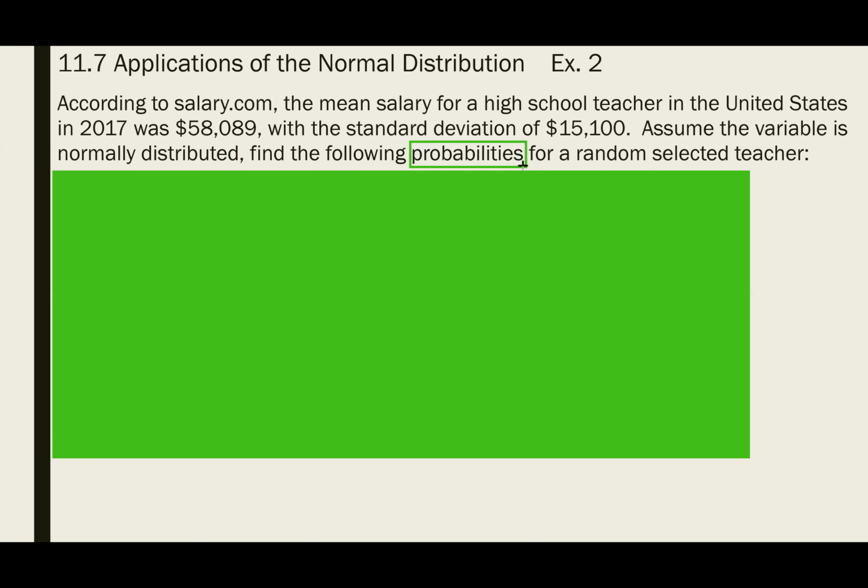Okay, so looking at this, what data do they give us? Do you agree that they give us the mean? They give us the mean salary of 58,089, and they give us the standard deviation of 15,100. That's very important because those are the two things we need to do this item.